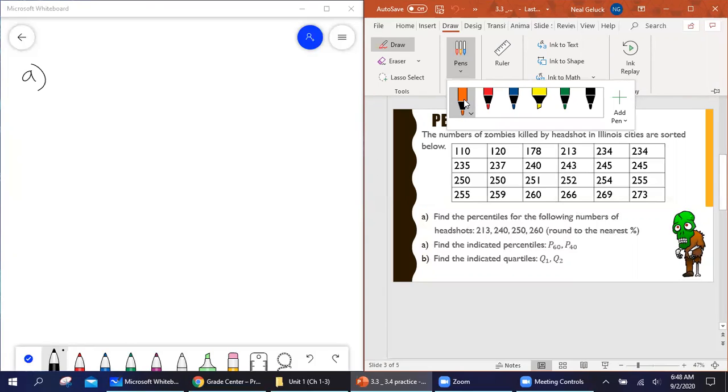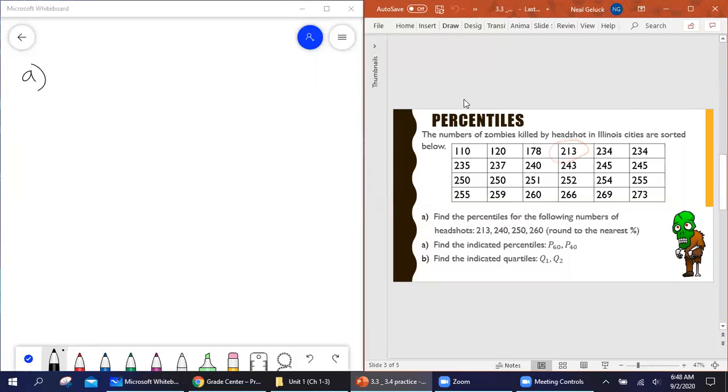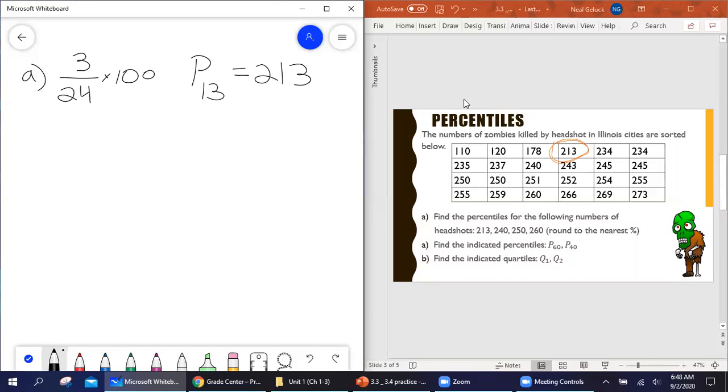So for 213, I count how many values are below that, which is 3. Divide by the total number, which there's 6, 12, 18, 24 values. I multiply that by 100. And we're going to round to the nearest. So if you round it to the nearest percentage, it's P13. So 213 is P13.